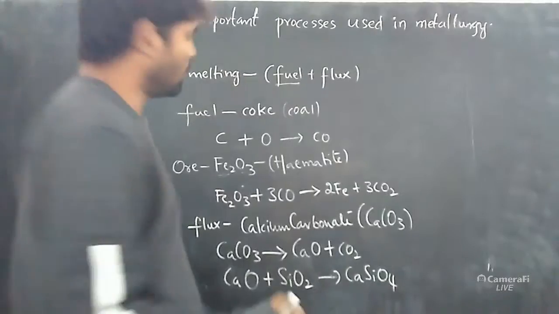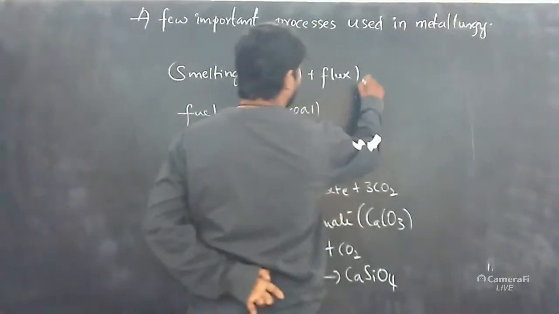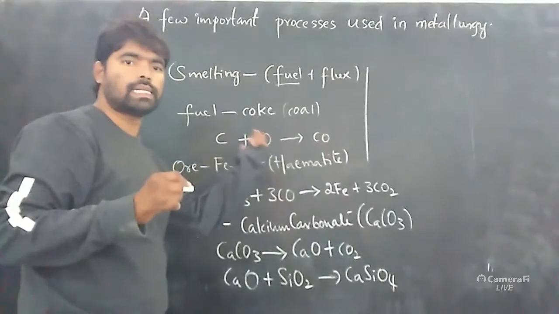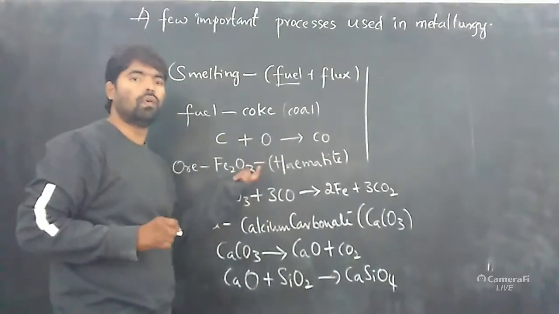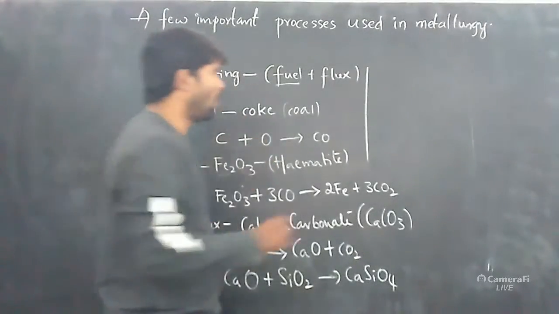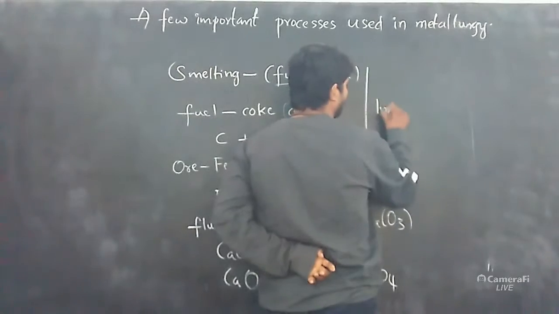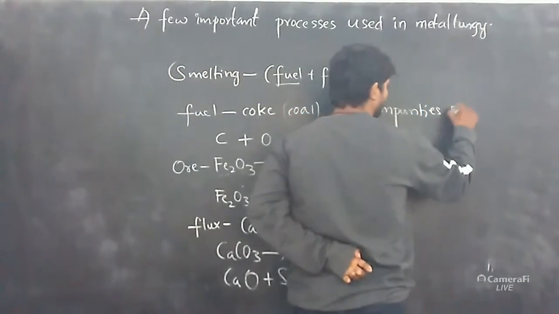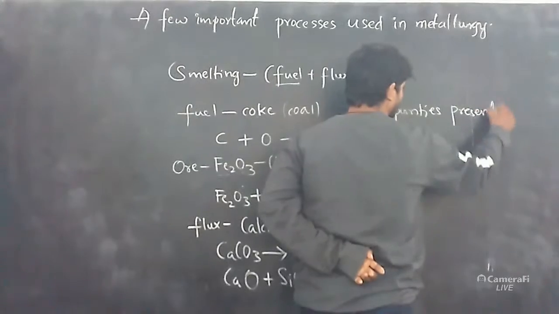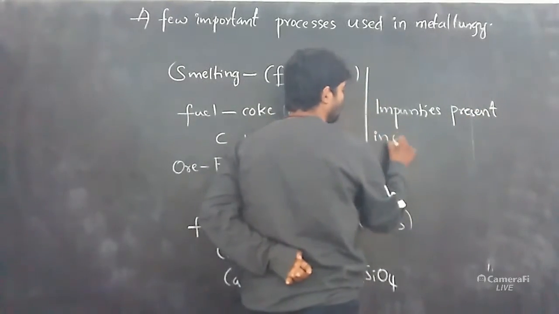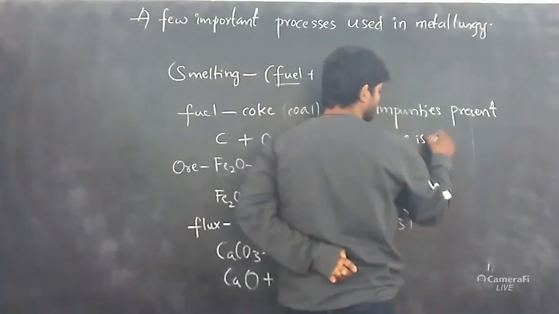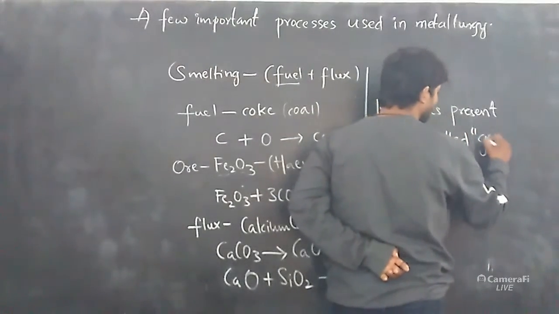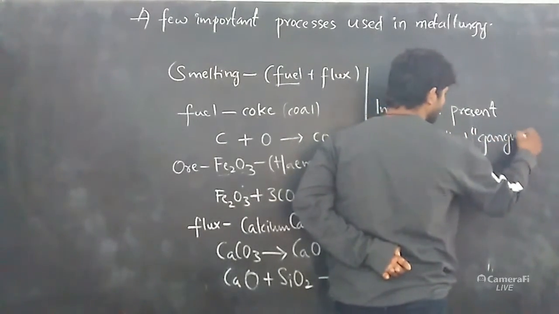So I forgot to say one point. Impurities present in ore are called gangue. Gangue.